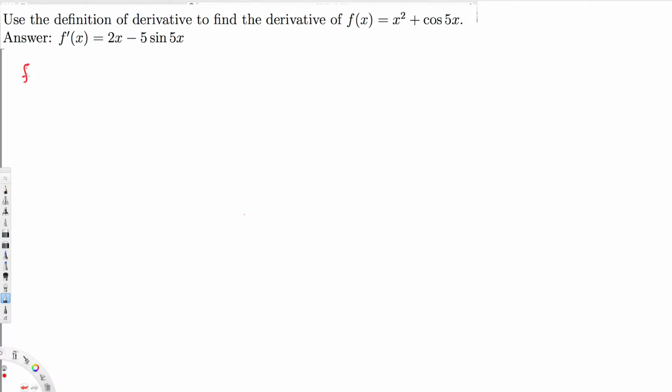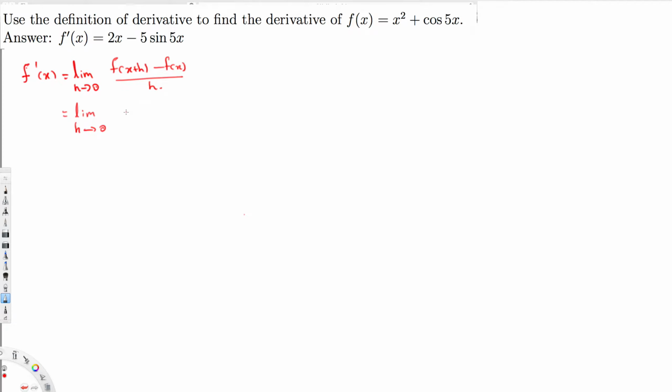The definition of derivative is f prime x is equal to limit h approaches 0 of f of x plus h minus f of x over h. So this is the definition of derivative. In this case, we have this equation right here, x square plus cos 5x. In the first one, instead of x, we have to plug in x plus h.